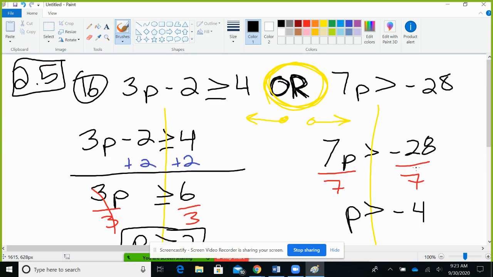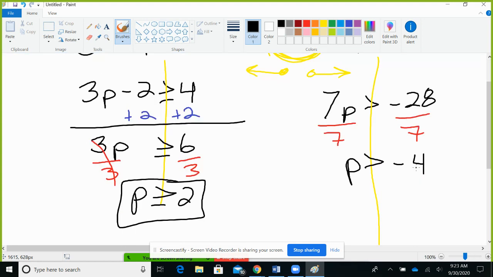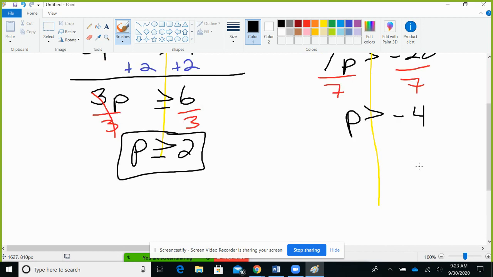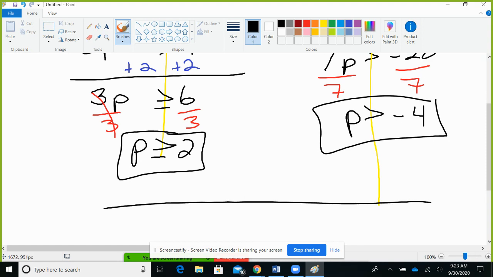However, if we graph these, we only get one direction, actually. So look at this. This is an interesting example to graph. If we go to p is greater than or equal to 2, I go to my 2 and I make a circle and I fill it in, and p is greater than. So it goes this way.